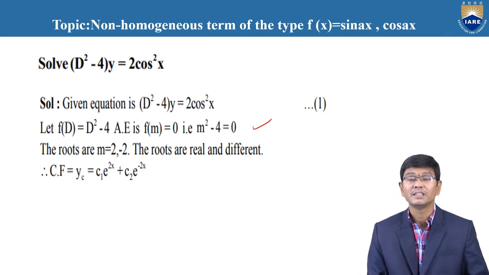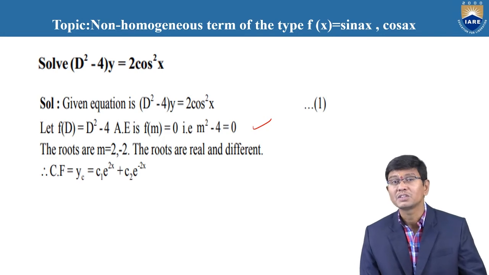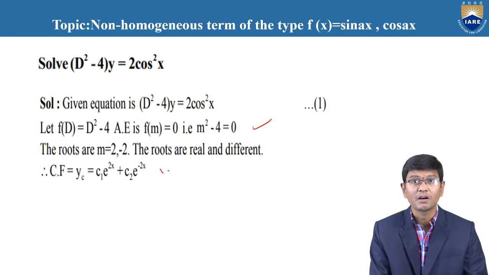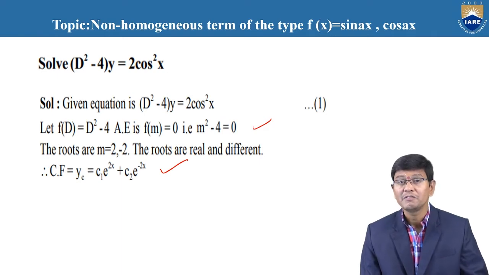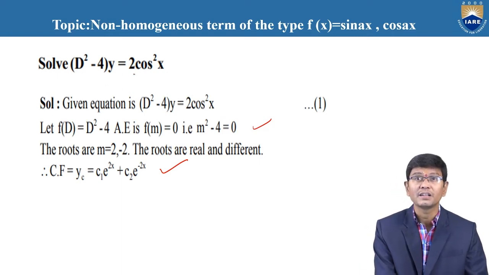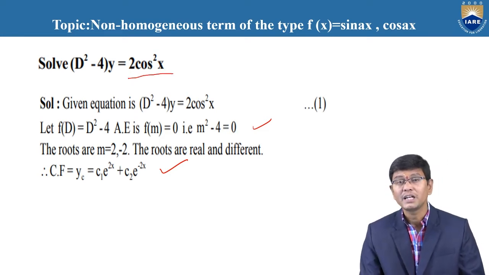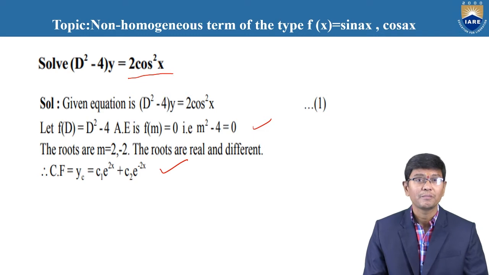With the help of that, case 1 is applicable, since the roots are different. Therefore, the complementary function is equal to c1 into e power of 2x plus c2 into e power of minus 2x. Now we'll discuss the particular integral. Here the right side Q of x is 2 into cos square x, but it is not in the standard form of sin ax or cos ax. We need to reduce it to the standard form.